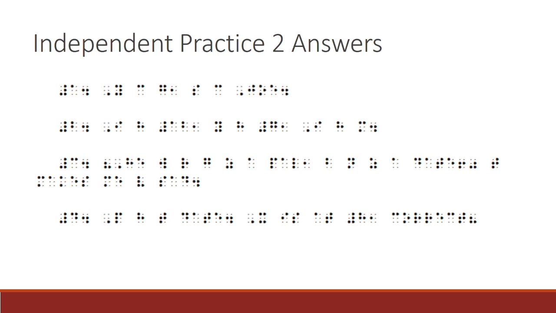In sentence 2, the following contractions should have been used. H for have, Y for you, and M for more. In sentence 3, the following contractions should have been used. W for will, R for rather, G for go, Z for as, B for but, N for not, T for that, and V for very. And in sentence 4, the following contractions that should have been used are P for people, H for have, T for that, and X for it.